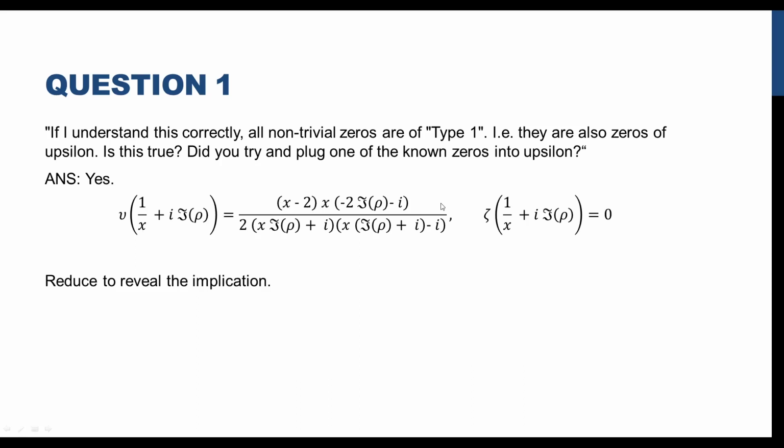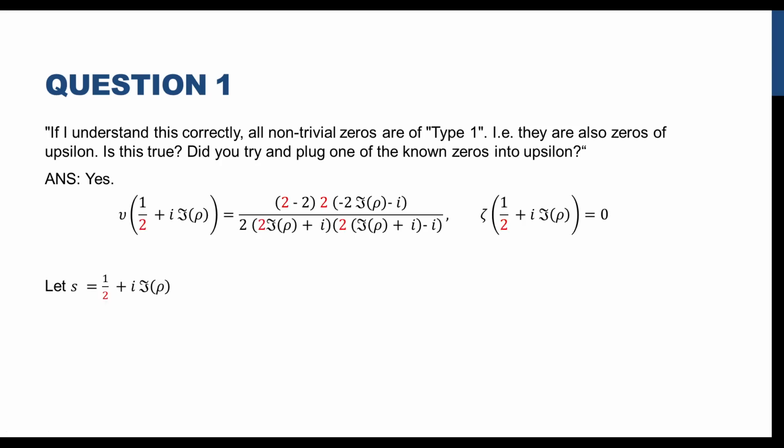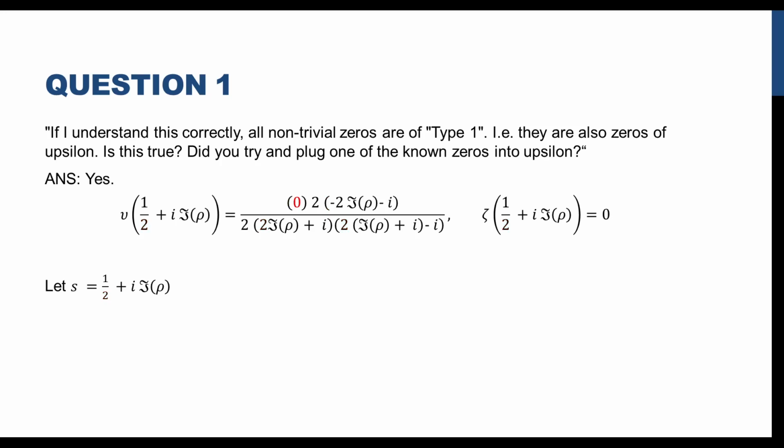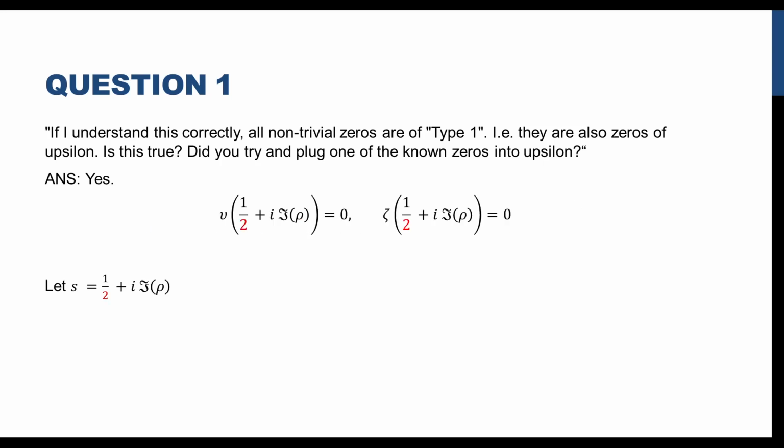So anytime that happens, you have a real part of 1/2 and the zeta function equals 0, upsilon is going to equal 0, okay? So that's what happens. And that's how you can apply it. But you can also apply it individually and give it an imaginary part. Here we just do a generic imaginary part of a non-trivial 0. Okay, so that was question 1.